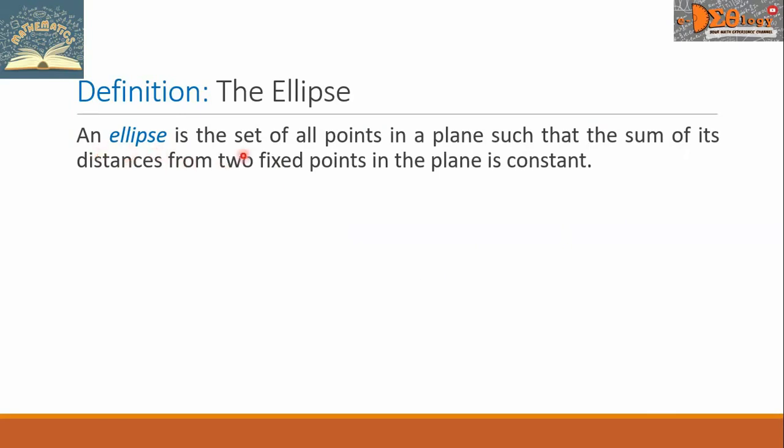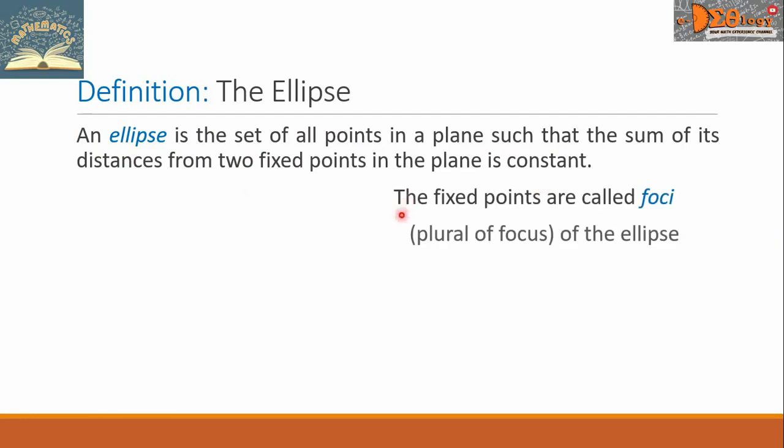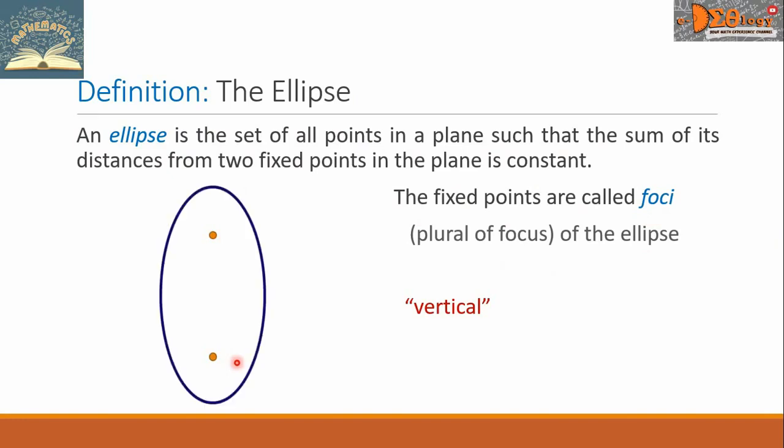An ellipse is the set of all points in a plane such that the sum of its distances from two fixed points in the plane is constant. The fixed points are called foci, plural of focus, of the ellipse. Here we have 2 points arranged vertically. And we have the ellipse here.